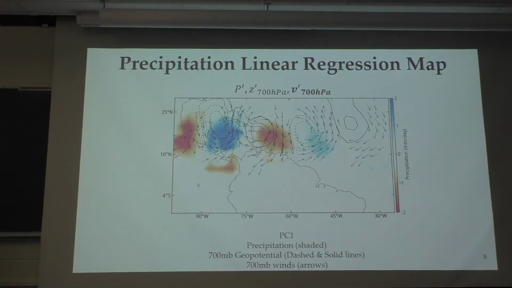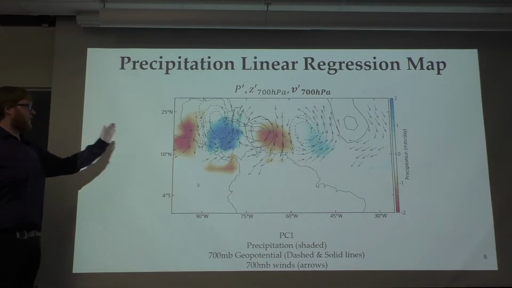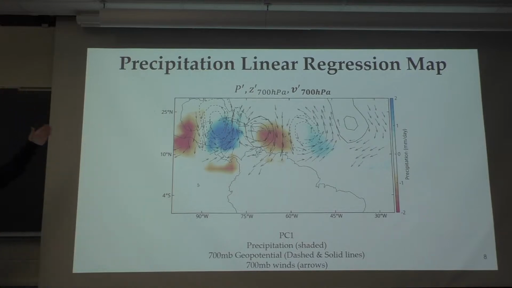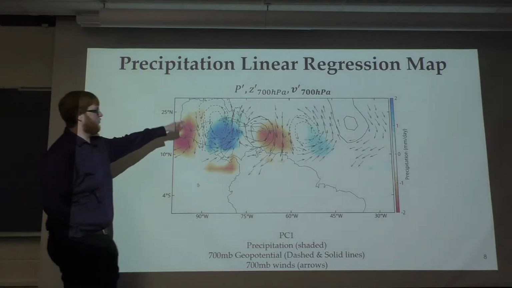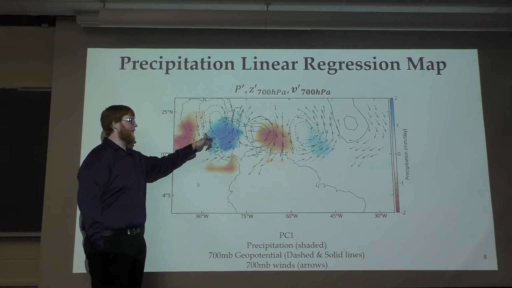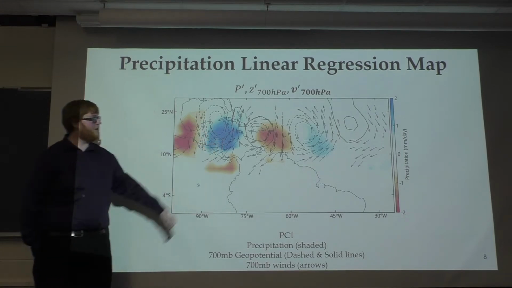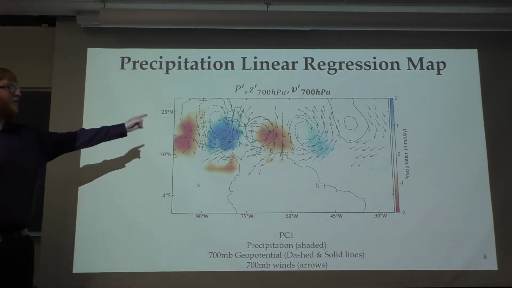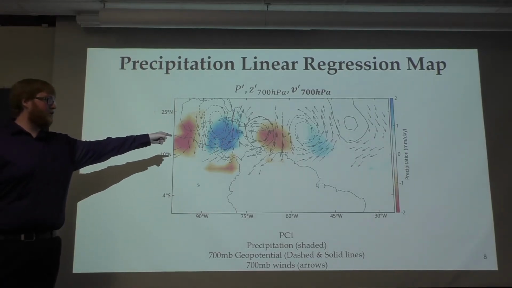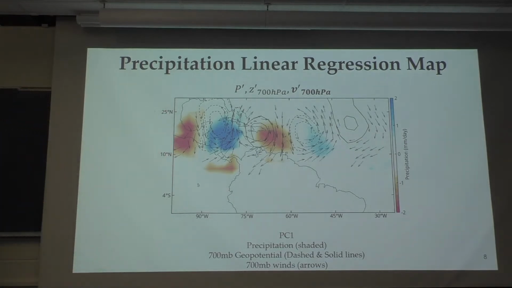Here is the first linear regression map. A few things I would like to point out. The signature for the Caribbean easterly wave is very visible here. We have an area of low pressure coupled to an area of enhanced convection, evidenced by this positive precipitation anomaly. Next, we have an area of high pressure coupled to an area of subsidence, or a negative precipitation anomaly.